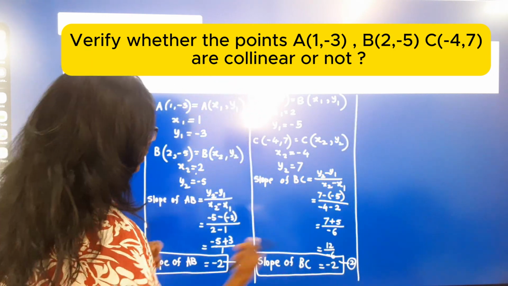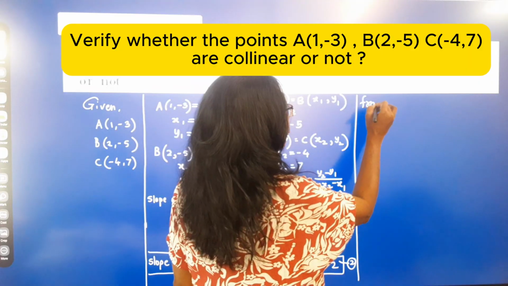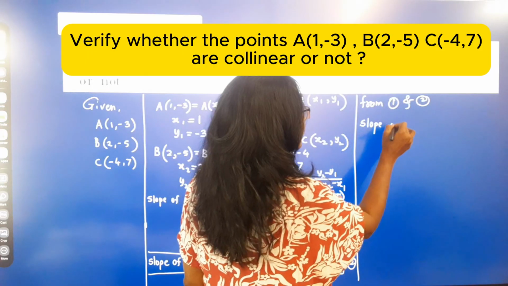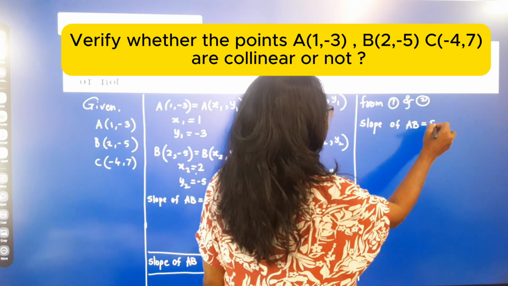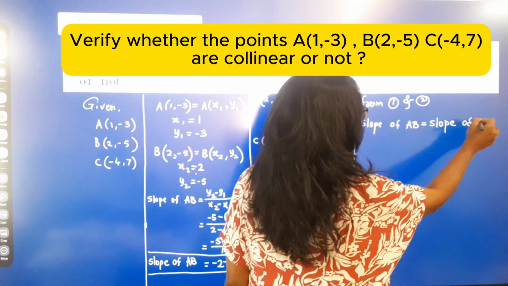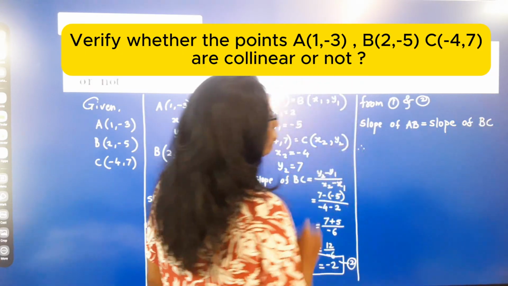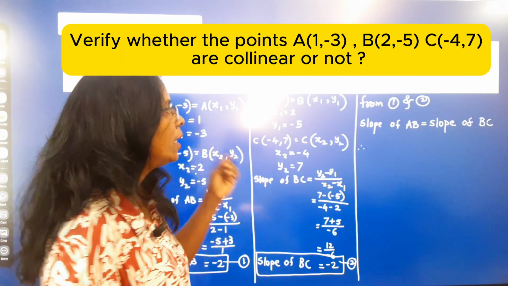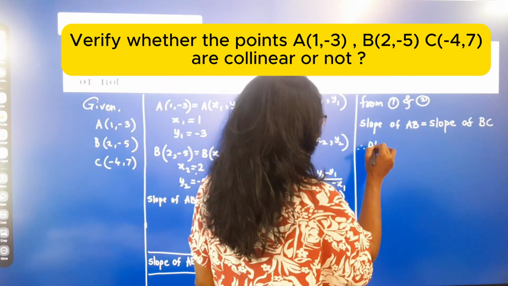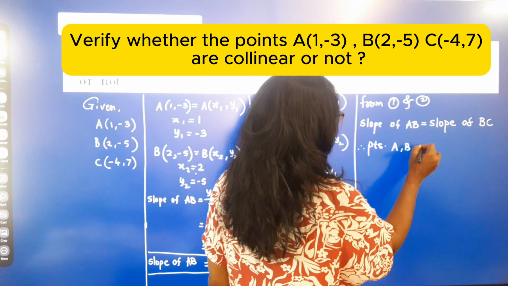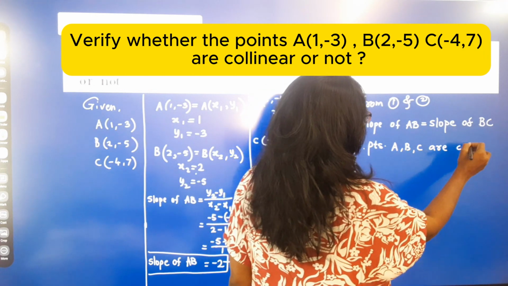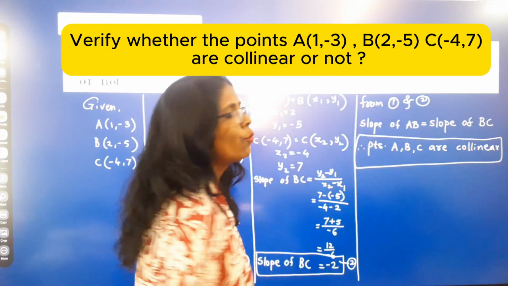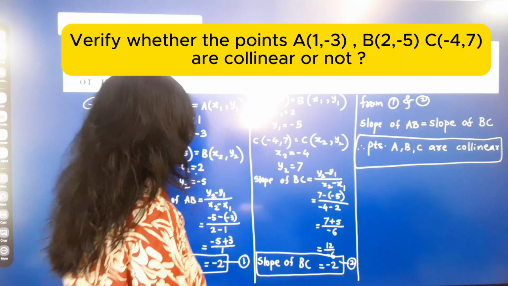So observe these two equations students. That means we say that from 1 and 2, slope of AB is equal to slope of BC. Okay, so therefore as the slope of AB is equal to slope of BC, that means students here we write that points A, B, C are collinear. Okay, these 3 points are collinear. Okay, students. Then next one example.